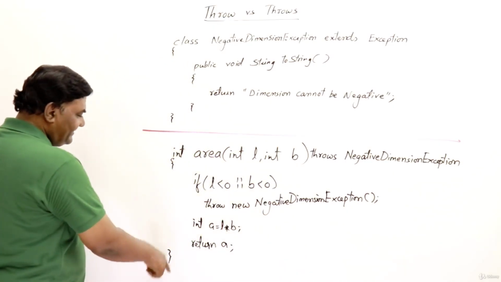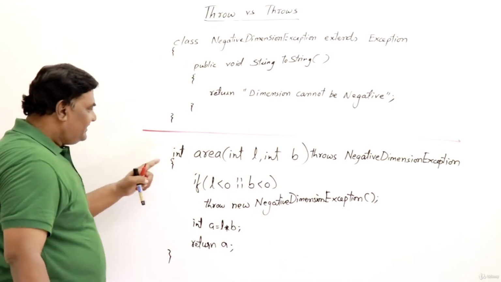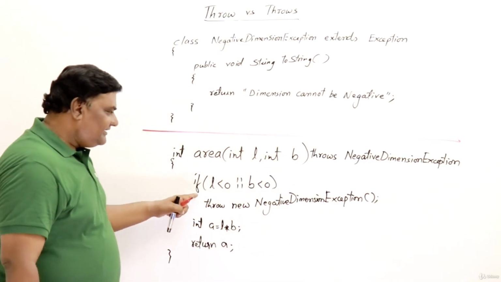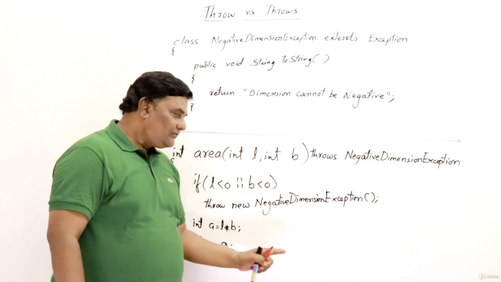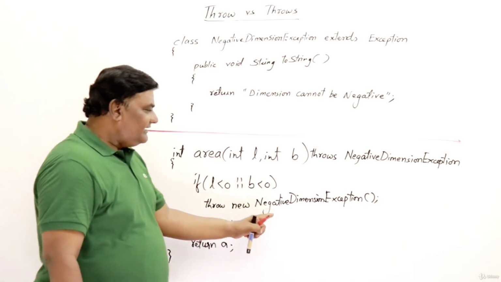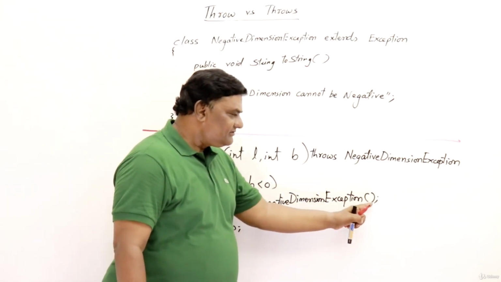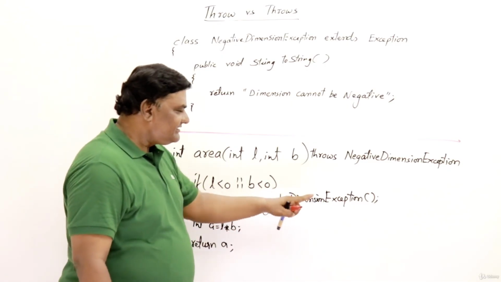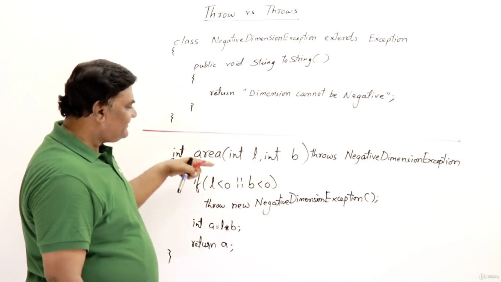Then here is the area method. It takes length and breadth. Just now we saw this method, and it checks if length is less than 0 or breadth is less than 0. Then throw new NegativeDimensionException, right? The constructor is called here. So I am creating an object of this class and throwing it.